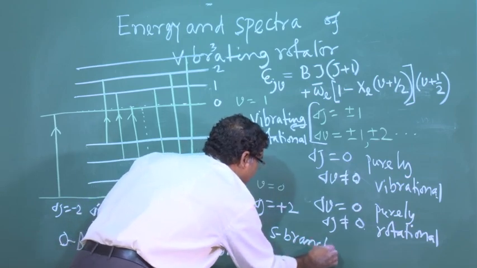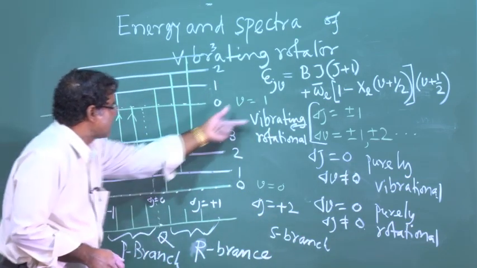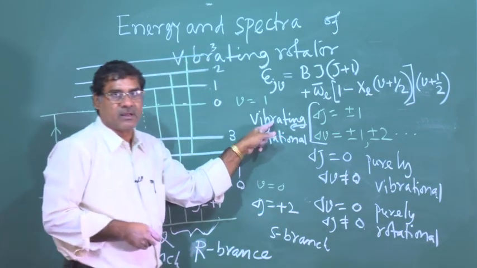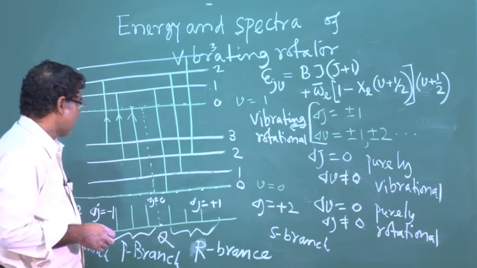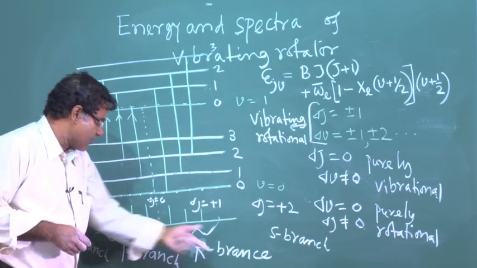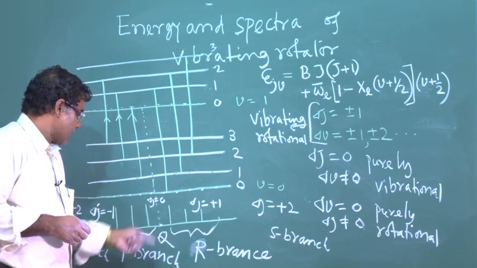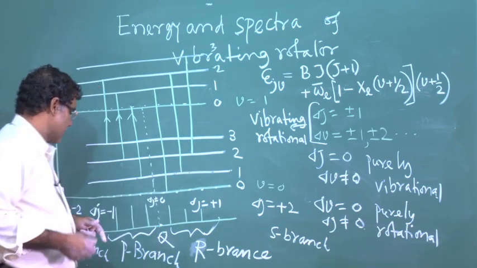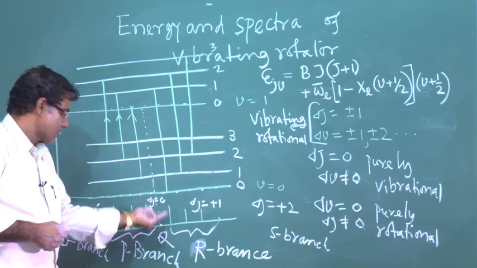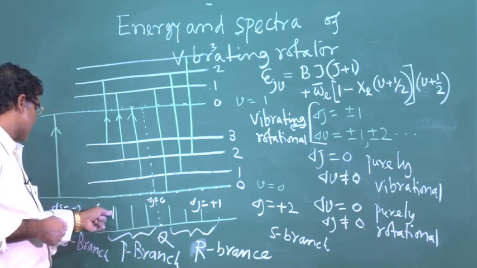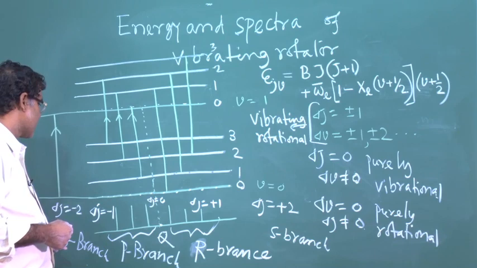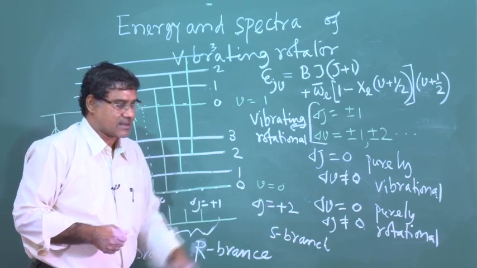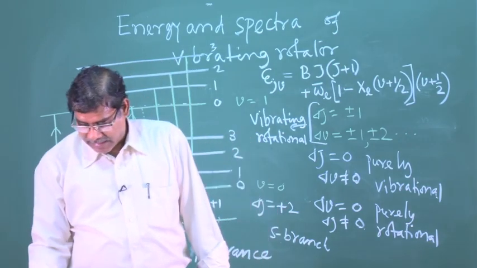In our case, for vibrating rotation, this is the situation. You will get basically the P branch and the R branch, and there will be no Q branch, but in general nomenclature it is for del j equal to 0. So, Q branch for 0, -1 is P branch, -2 is O branch, +1 is R branch, +2 is S branch. This is the nomenclature, okay.